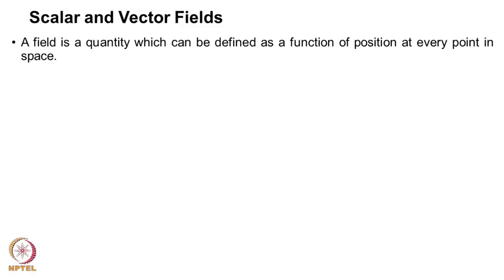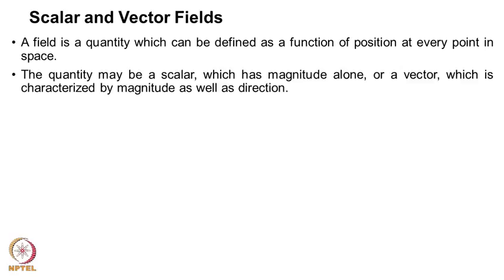We also now go to the next topic, what is known as scalar or vector fields, because in fluid mechanics we talk about velocity, temperature or concentration. So, we should know what is a scalar field and what is a vector field. A field is a quantity which can be defined as a function of position at every point in space. This may be a scalar, which has only magnitude, or a vector, which has both magnitude as well as direction.